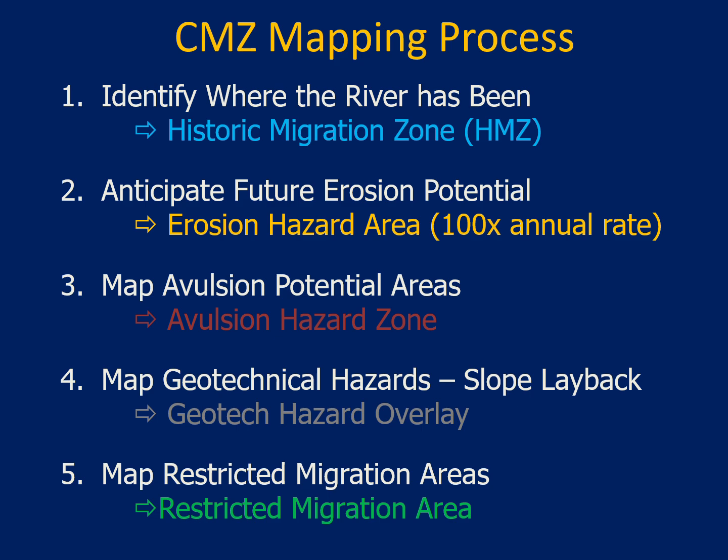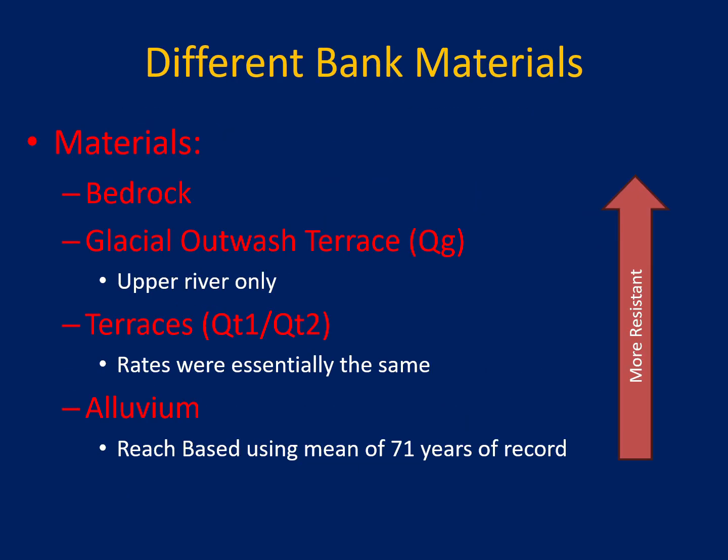And lastly, all of the existing bank armor along the river in Park County was also mapped, and a restricted migration area was applied to these areas to show that there are still channel migration risks in these areas, even though the bank is armored to restrict that movement.